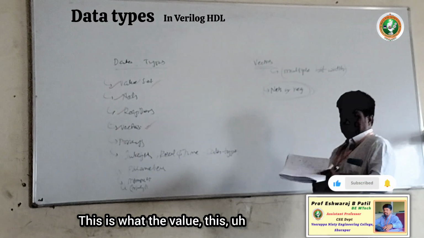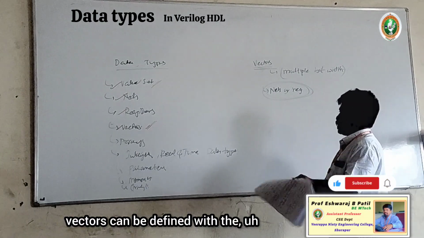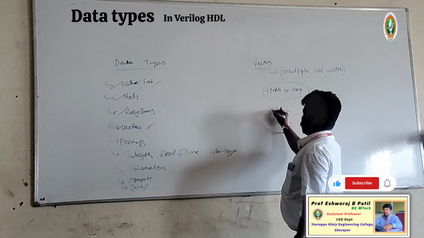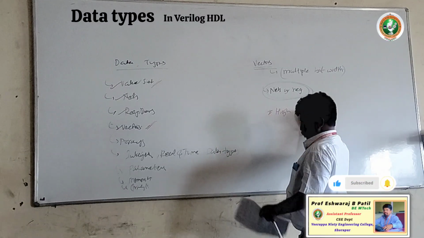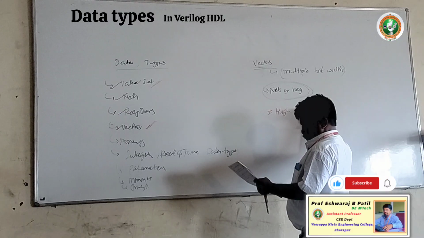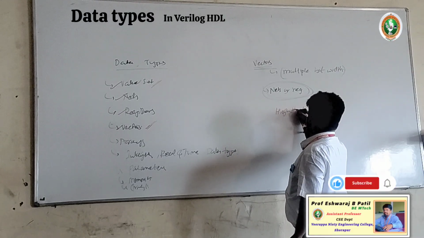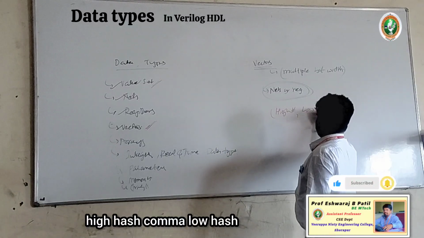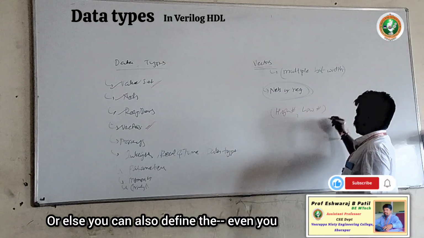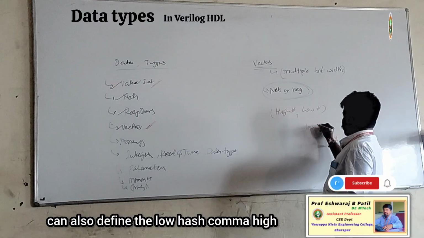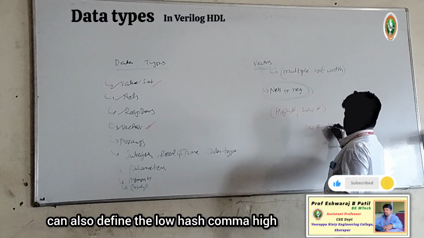This is the value. These vectors can be defined with two values, as high hash, comma, low hash, or else you can also define it as low hash, comma, high.